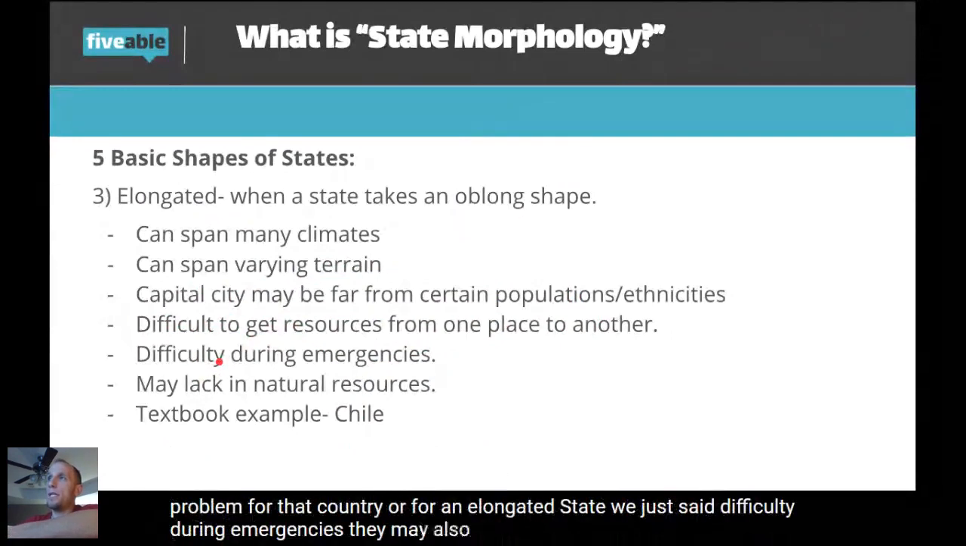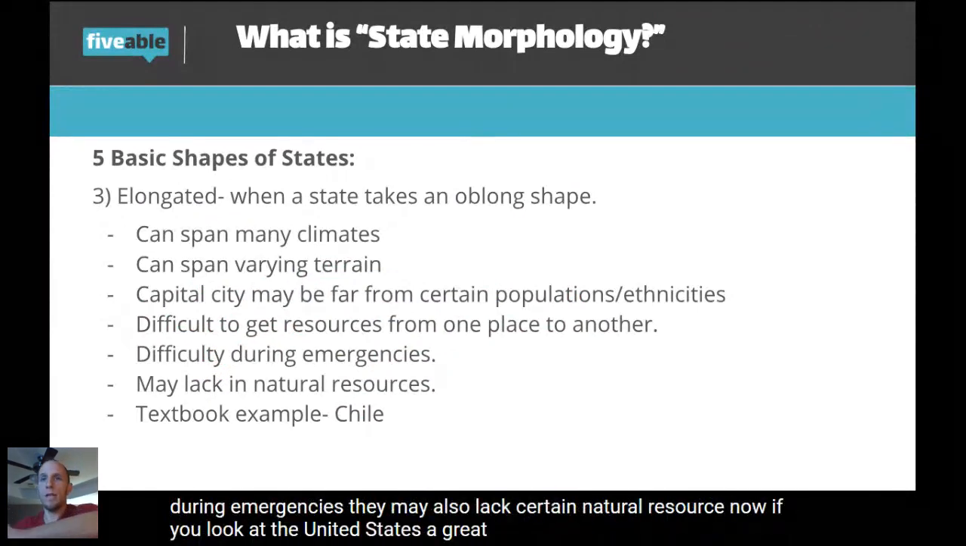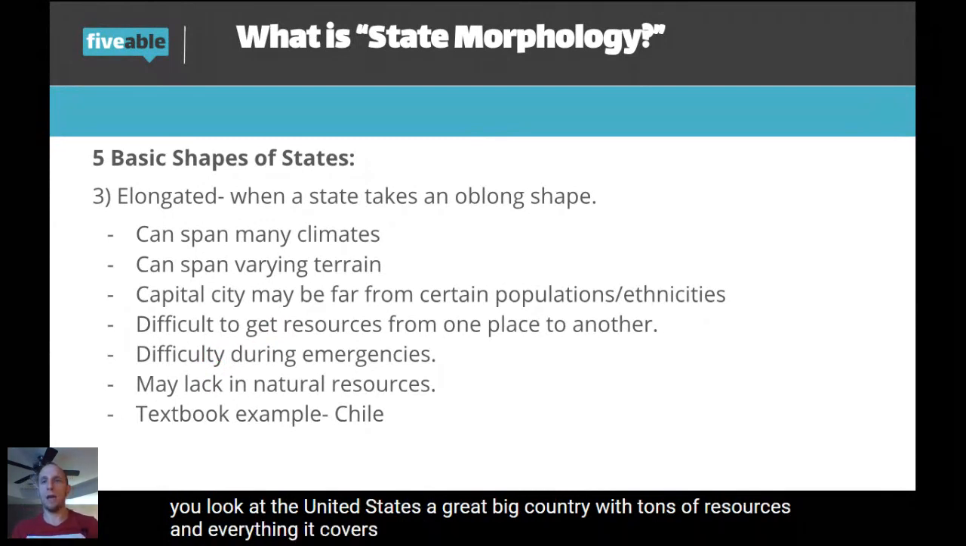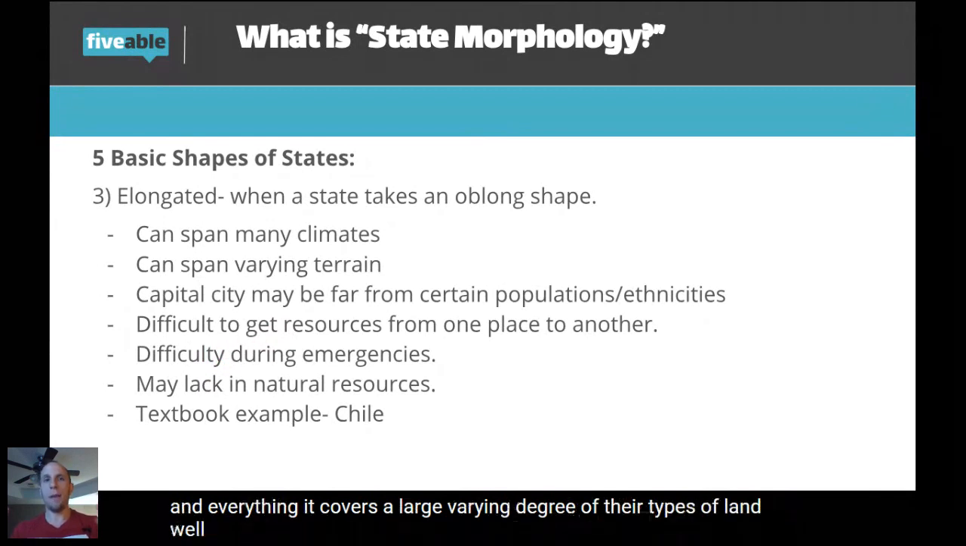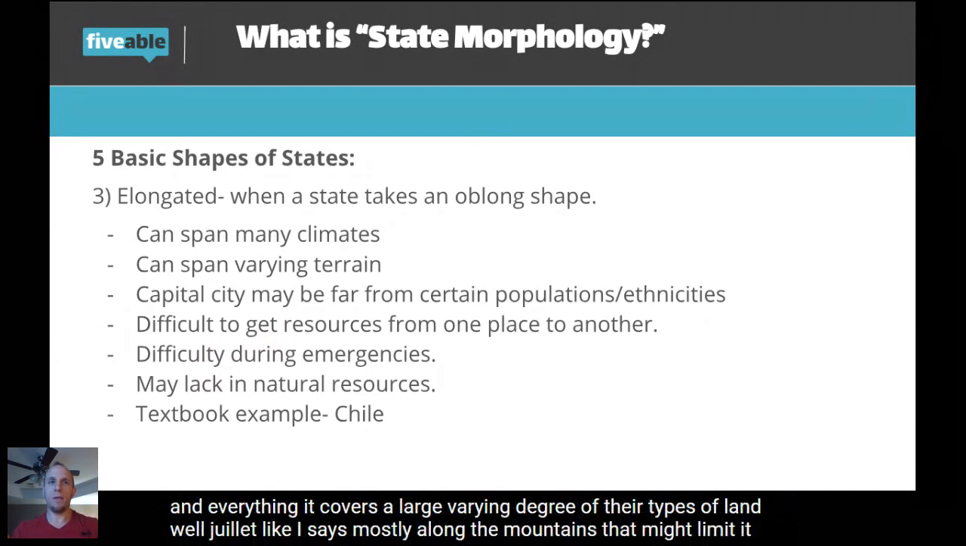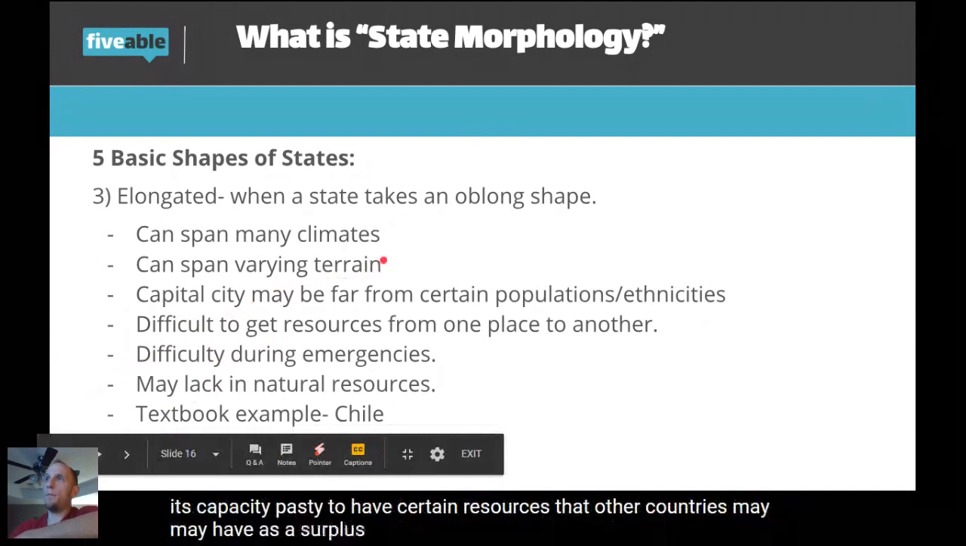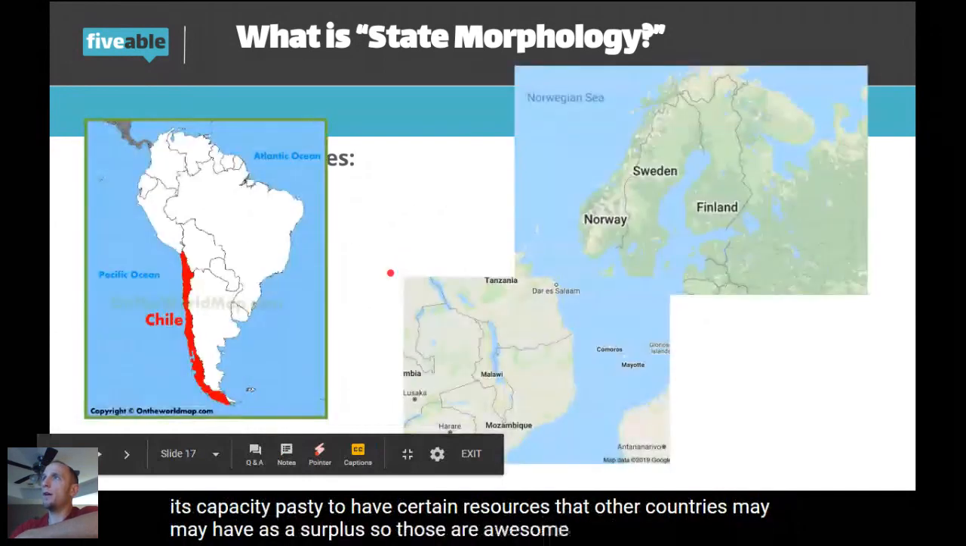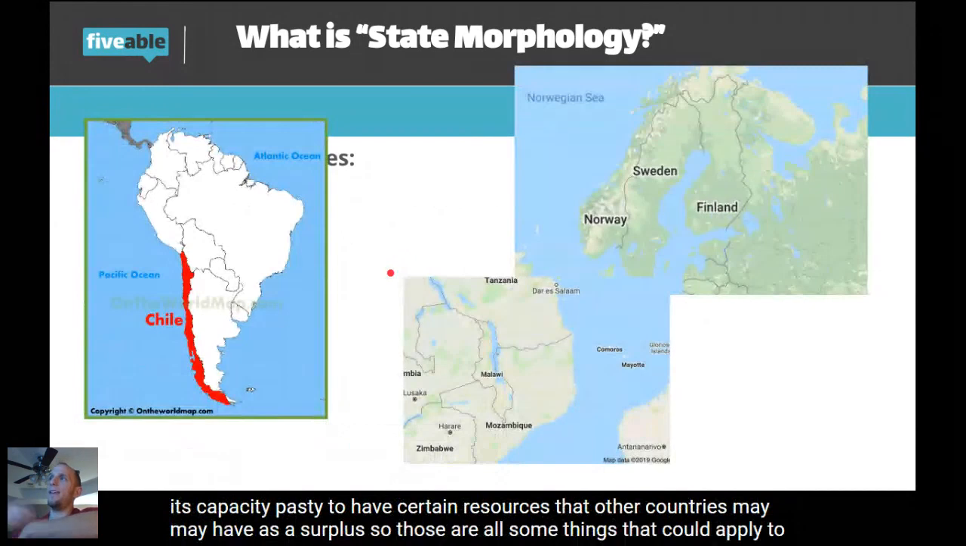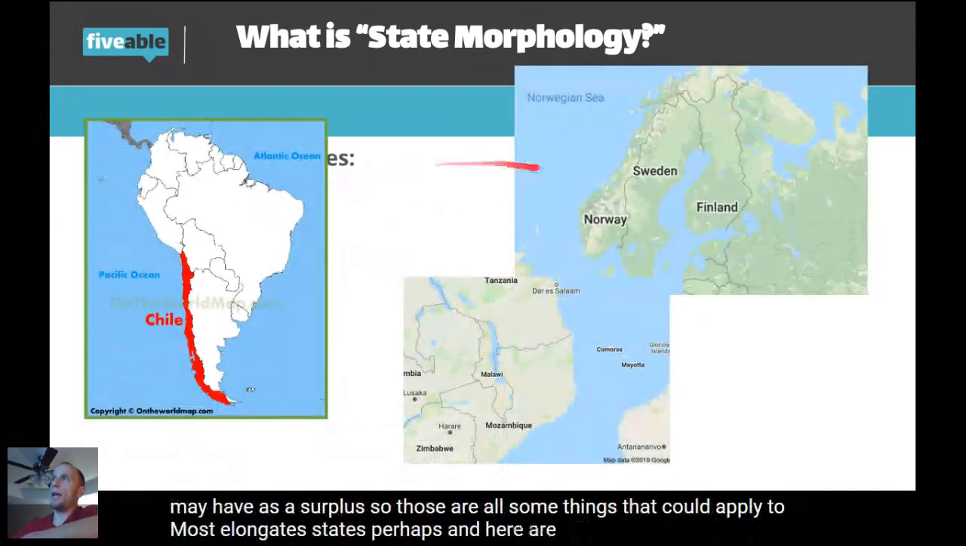We just said difficulty during emergencies. They may also lack certain natural resources. Now, if you look at the United States, a great big country with tons of resources and everything, it covers a large varying degree of different types of land. Well, Chile, like I said, is mostly along the mountains. That might limit its capacity to have certain resources that other countries may have as a surplus. So those are all some things that could apply to most elongated states, perhaps.